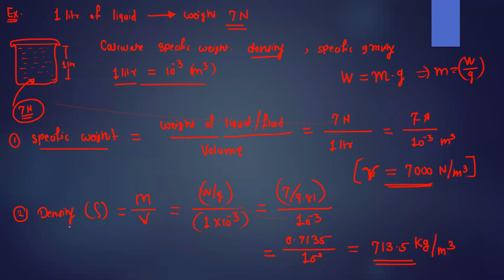Or you can find out the density directly from the specific weight, or the weight density. So density is equal to specific weight upon g. So you will directly get the value of density. The specific weight is 7000 Newton per meter cube, upon, sorry, the g value is 9.81. So you will get the same answer, 713.5.